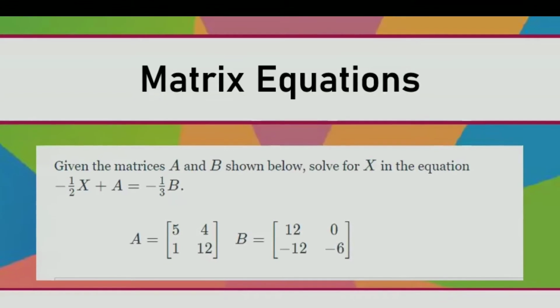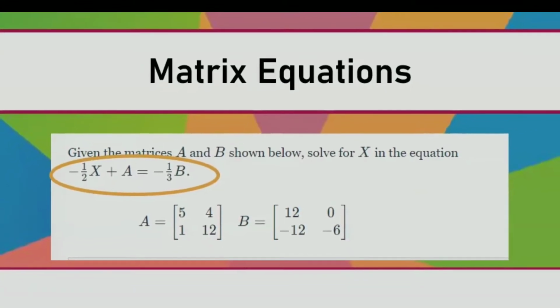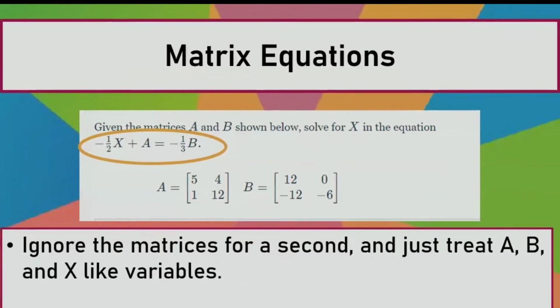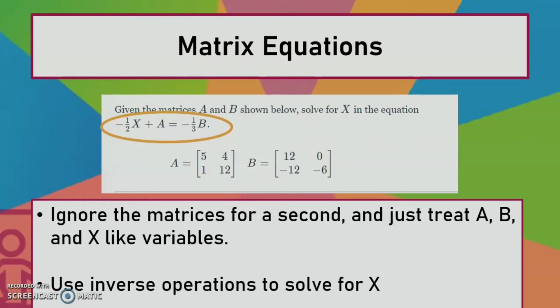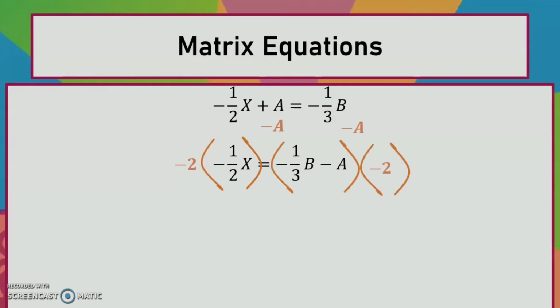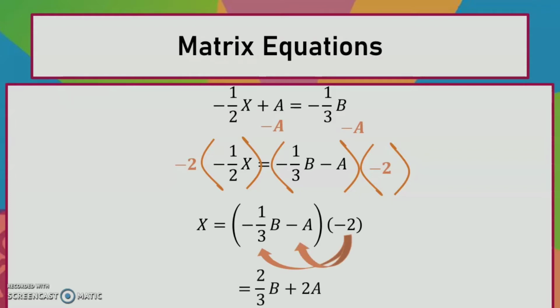Well, ignore the fact for a second that those are matrices, and let's just treat A, B, and X like variables. If you wanted to solve for X, you would use inverse operations. So first you'd subtract A from both sides, and then multiply by -2. And now that gives us X equals 2/3 B plus 2A.